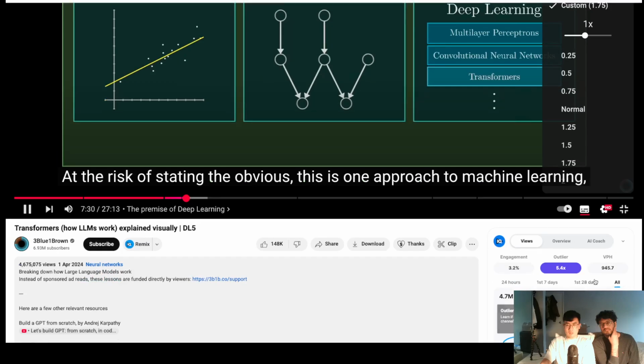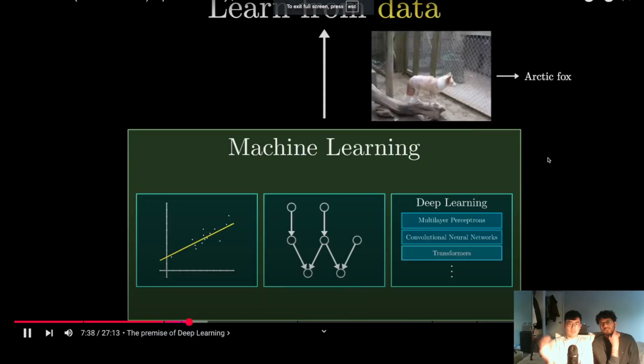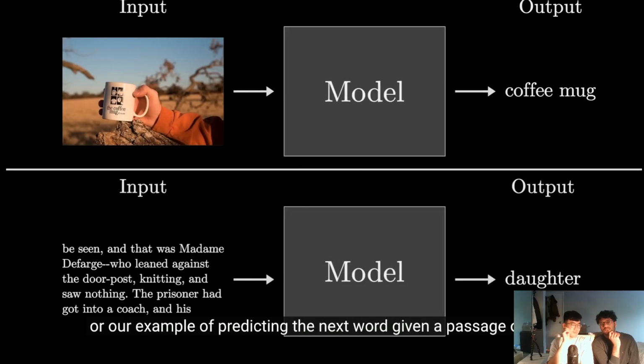At the risk of stating the obvious, this is one approach to machine learning, which describes any model where you're using data to somehow determine how a model behaves. What I mean by that is, let's say you want a function that takes in an image and produces a label describing it, or our example of predicting the next word given a passage of text, or any other task that seems to require some element of intuition and pattern recognition.